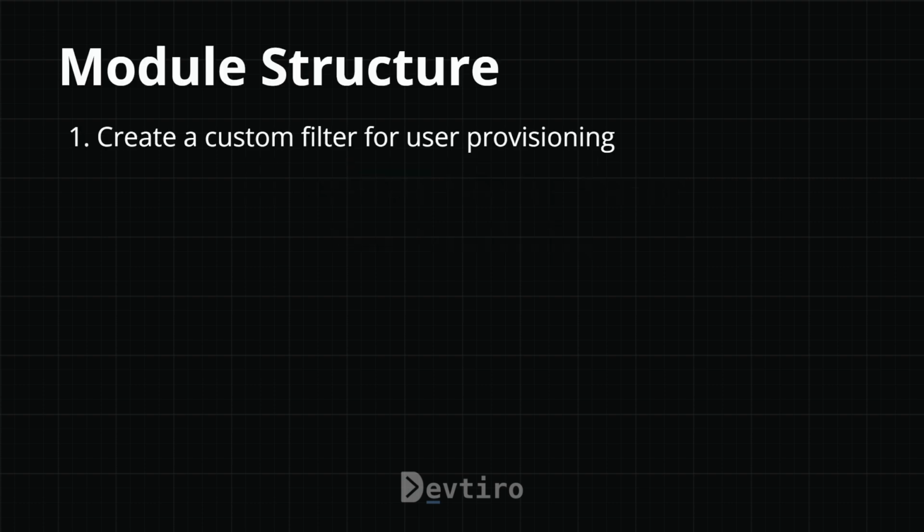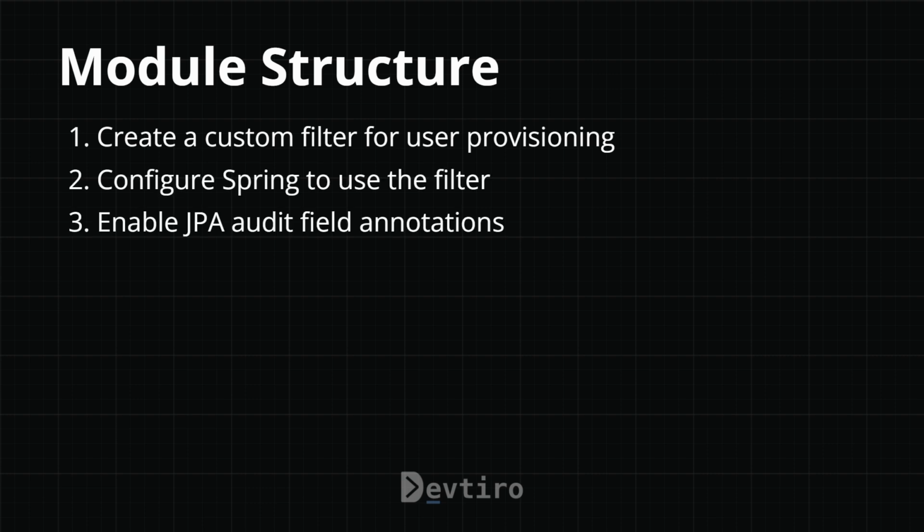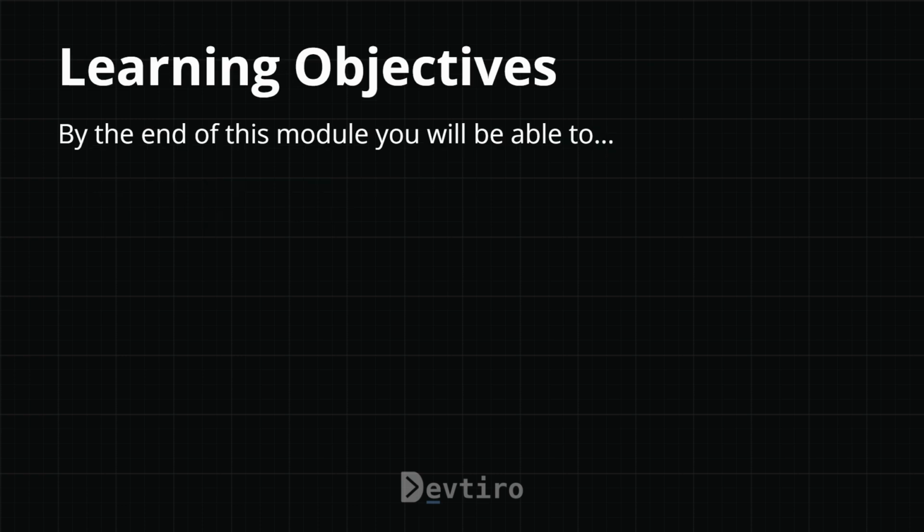We'll start by creating a custom filter for user provisioning. We'll then configure Spring to use the filter. We'll then enable the JPA audit field annotations. That's the created at and updated at annotations that we've added to our entities. And we need to enable these because we're using these on our user and they're a prerequisite to save the user. So now for the learning objectives.